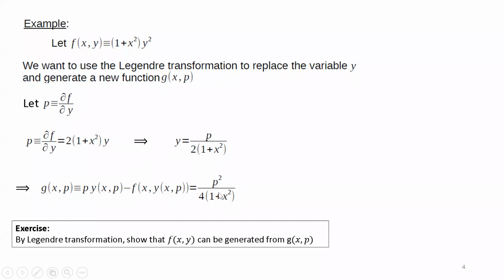So one good exercise, the last exercise here, is that now you pretend that you don't know f of x, y. Just take this g of x, p, and try to do the Legendre transform one more time, and then verify that you can get back to f of x, y. Let's take maybe 2 more minutes to finish this.